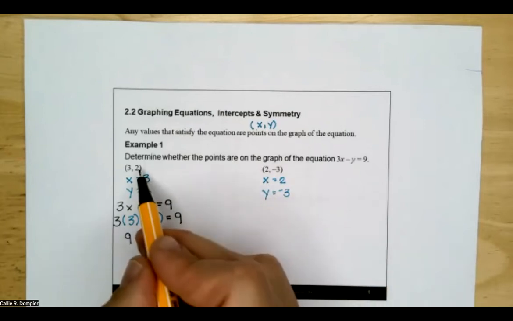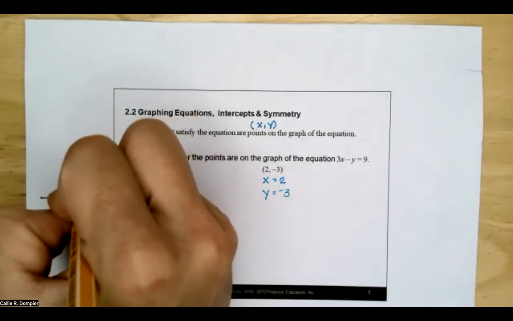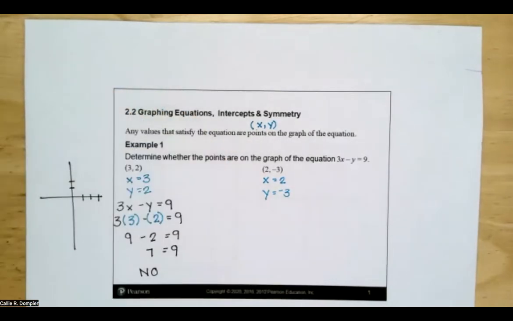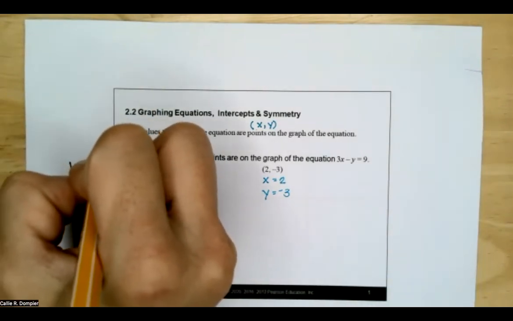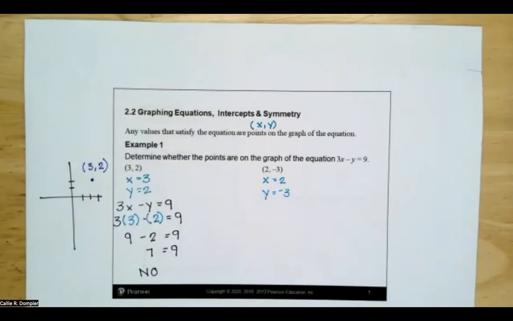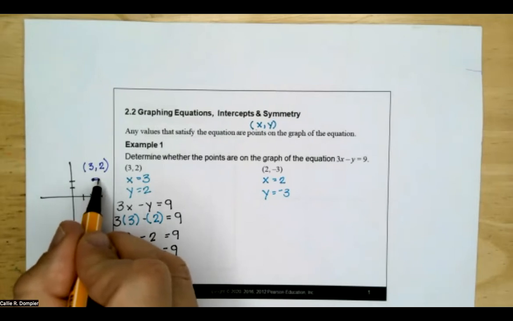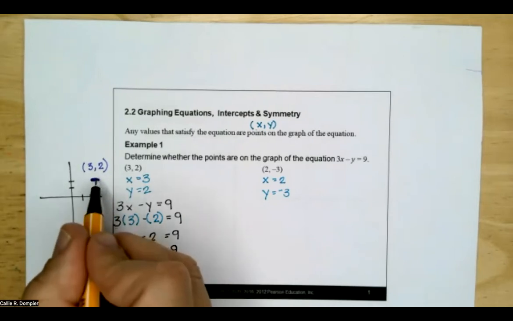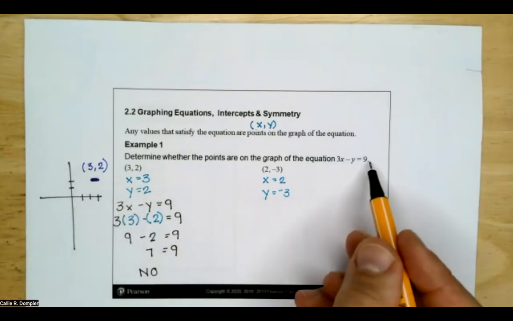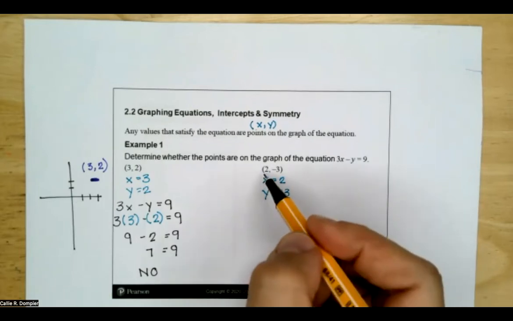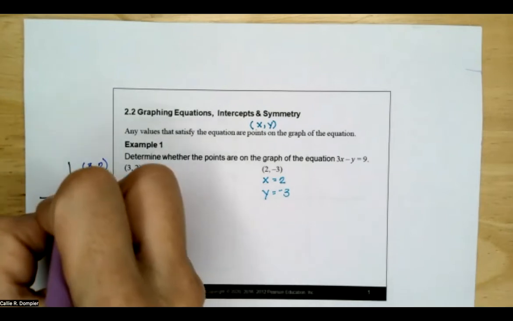Good. There's only one point here, and it would be the point 3, 2. It should be over here. I'll make it a very wide point. Over here, 3 on your x-axis, 2 on your y-axis. It is not a part of this line. Now the point 2 on your x-axis, -3 on your y-axis would be over here.